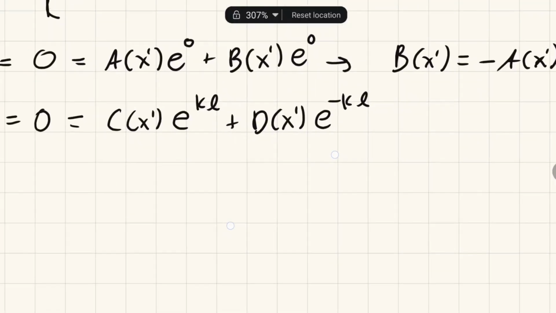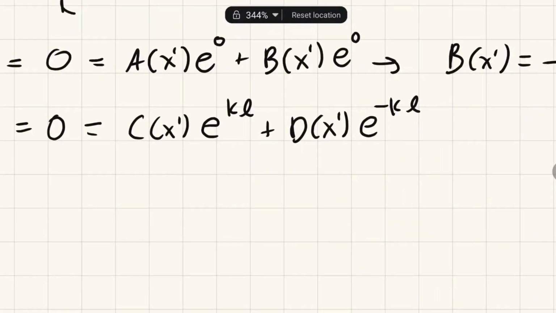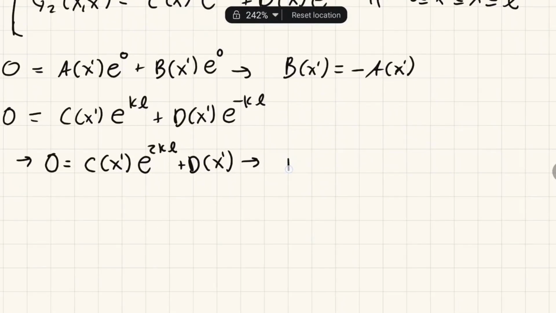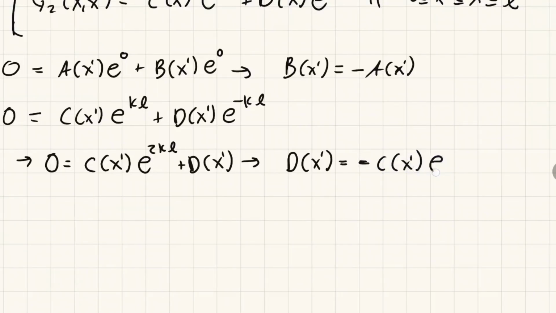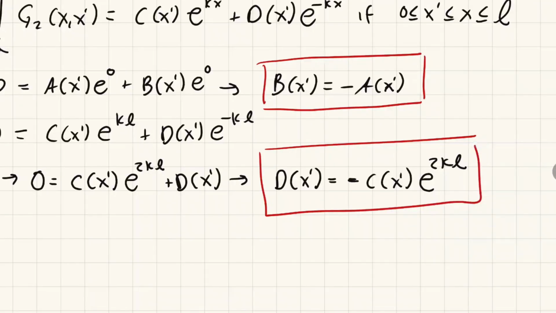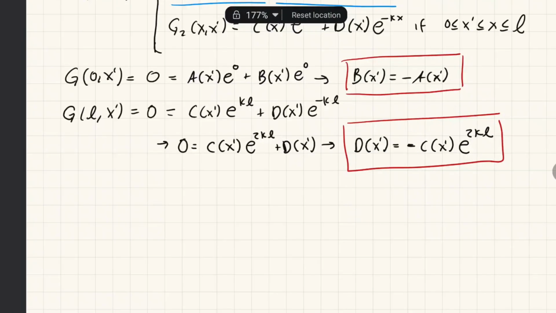We are going to multiply both sides of this equation by e to the kL to get that 0 is equal to c of x prime e to the 2kL plus d of x prime. This e to the kL will cancel this e to the negative kL. And from here we get that d of x prime is equal to negative c of x prime e to the 2kL. Perfect. So with this, we have found two equations that will help us to find the functions that we need to construct the Green function.